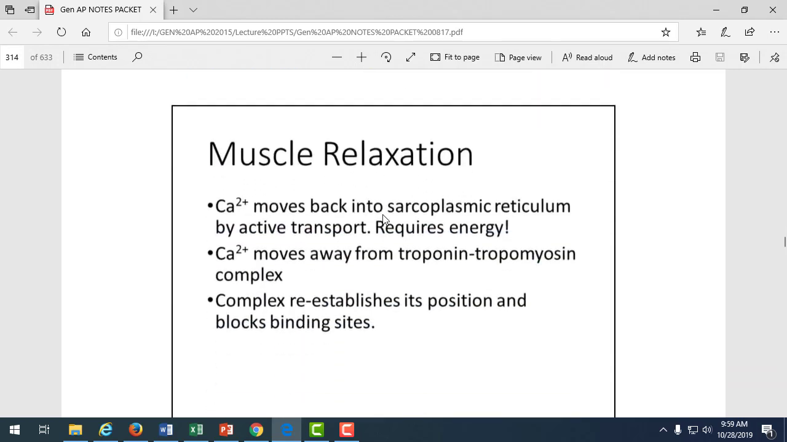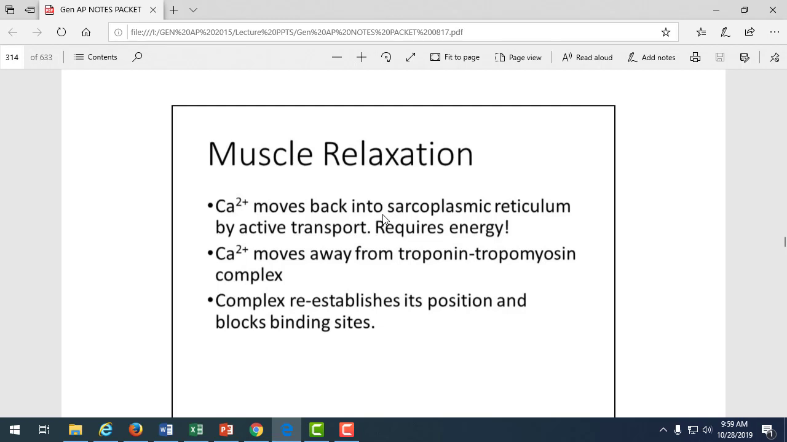So how do we get muscles to relax? Well, we have to cover up those binding sites on actin. And what's exposing the binding sites? Troponin binding to calcium, right? Remember, that's what pulled tropomyosin out of the way. So if we take away the calcium, we take away the ability for actin and myosin to bond because there's no more exposed binding site.